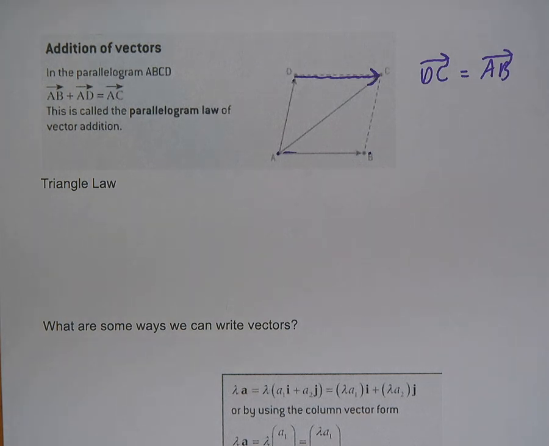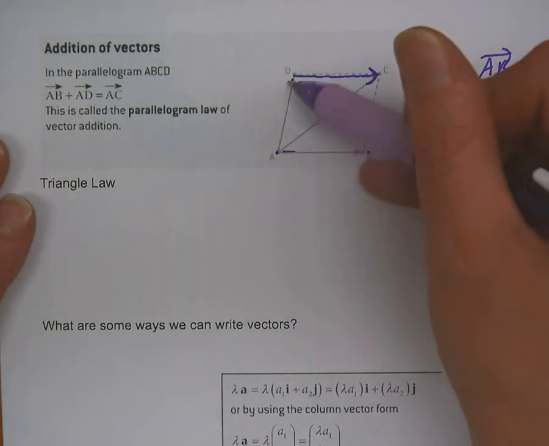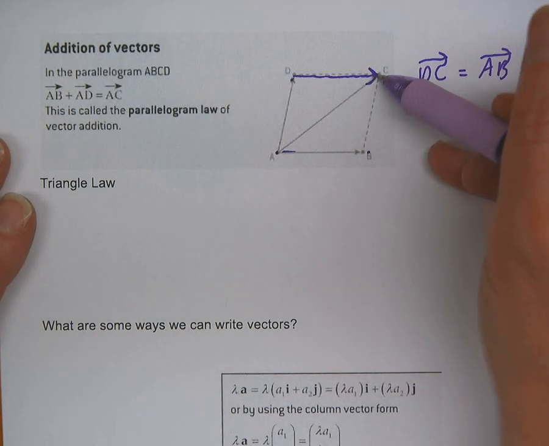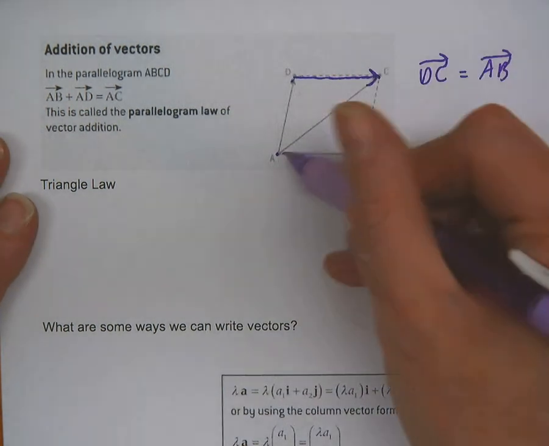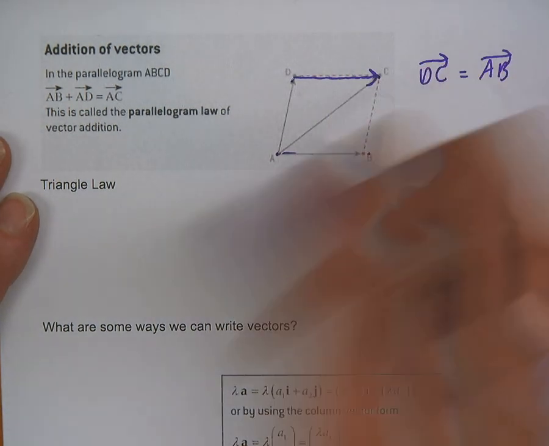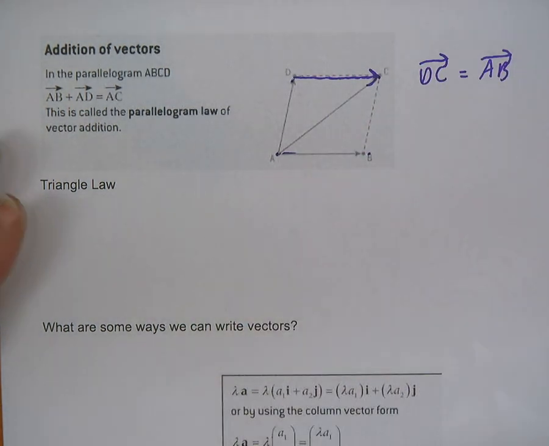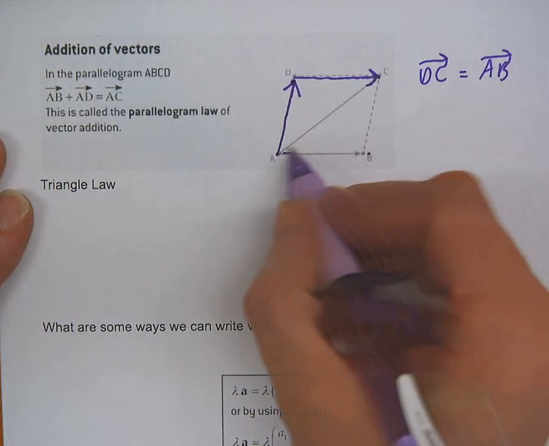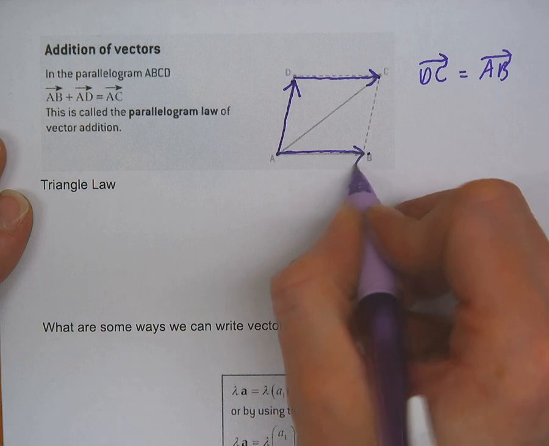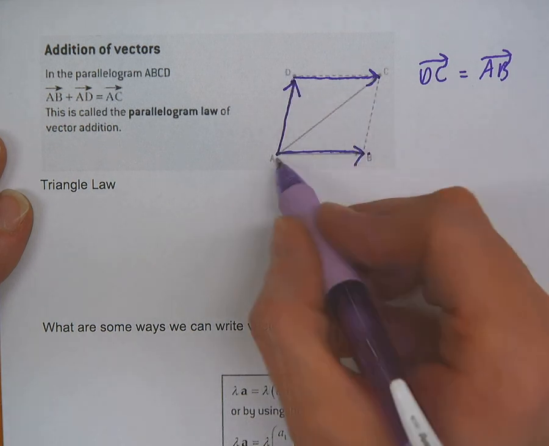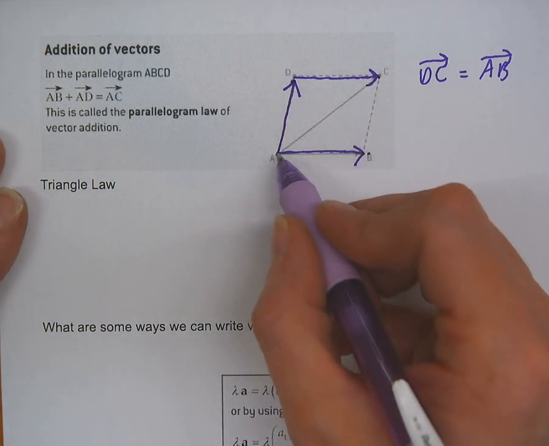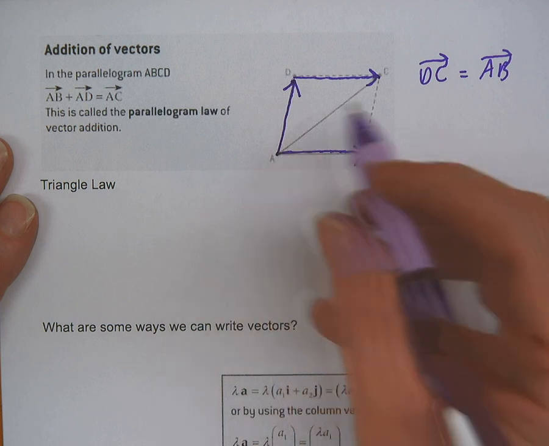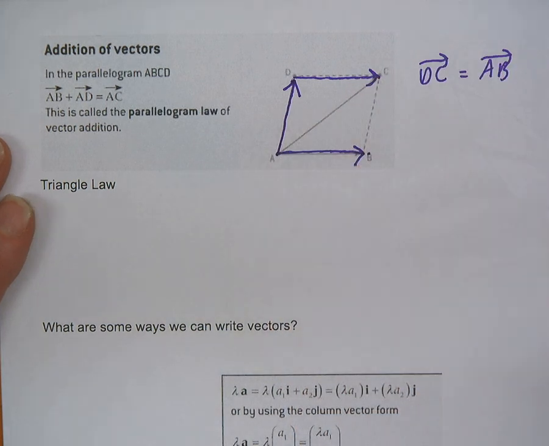You could also phrase this a little differently. You could have said AD plus DC equals AC, or AB plus BC equals AC. But the parallelogram law in and of itself, those are kind of results of that. The parallelogram law in and of itself says that the two vectors coming from the same vertex added together will give you the diagonal of that parallelogram.